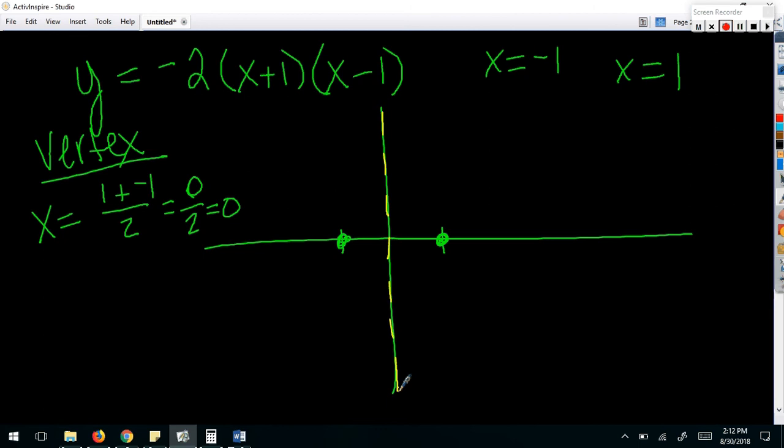My only question now is where here is that point? How do I find it? You plug it in. I've got X, I need Y, so I plug it in. -2, 0 plus 1, 0 minus 1.